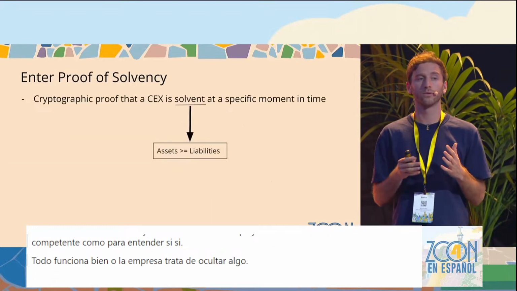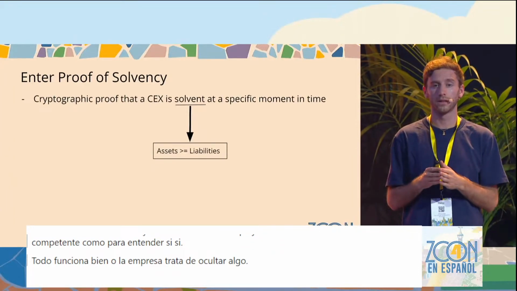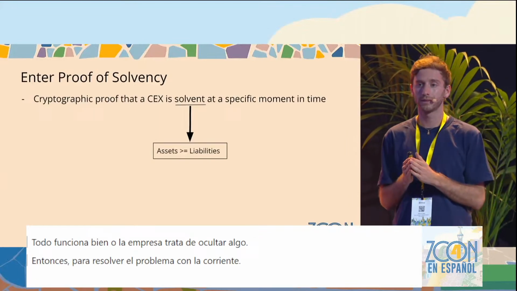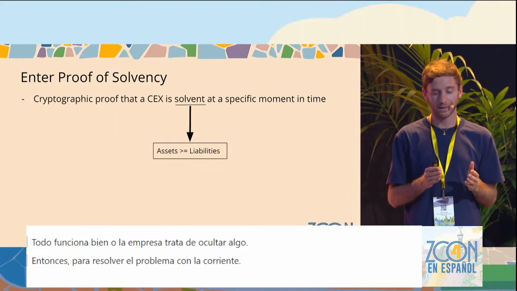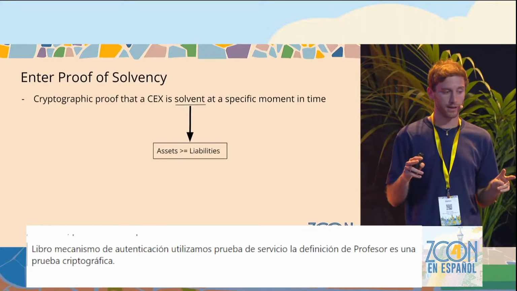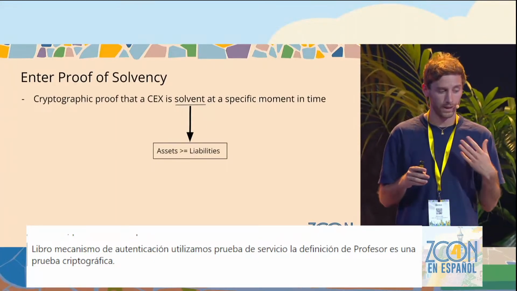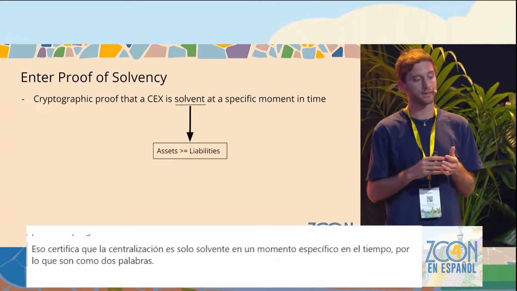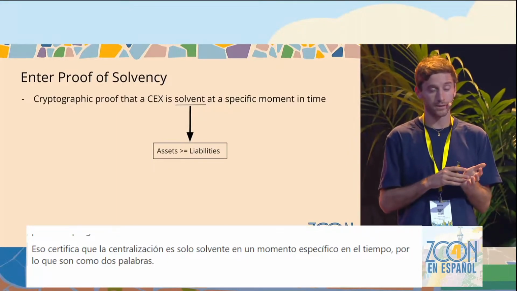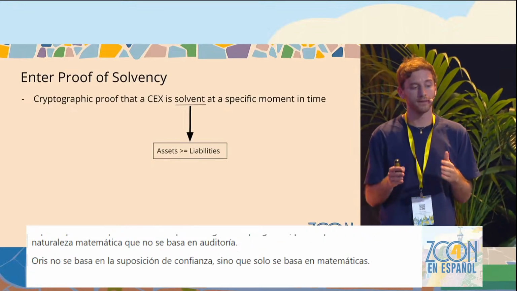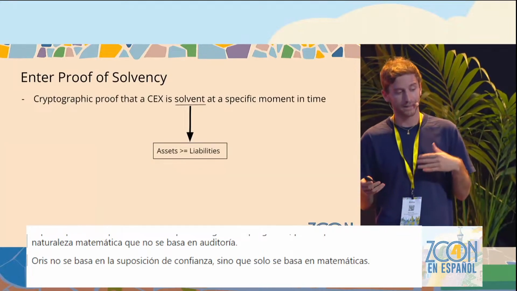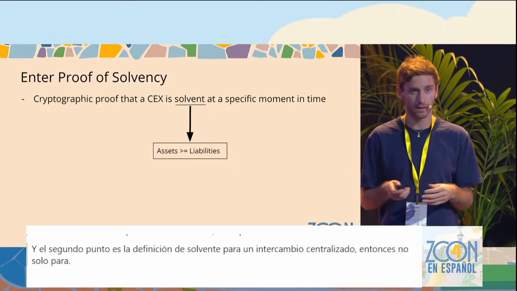So in order to solve the issue with the current book authentication mechanism, we use proof of solvency. The definition of proof of solvency is a cryptographic proof that certifies that a centralized exchange is solvent at a specific moment in time. There are two words here that are worth analyzing. First of all is cryptographic. It has a mathematical nature, it is not based on auditors or trust assumptions, but only on math. And the second point is the definition of solvent. For a centralized exchange, and not only for a centralized exchange actually, solvent means that the assets must be greater than or equal to the liabilities.